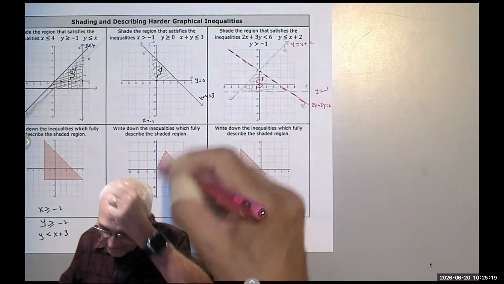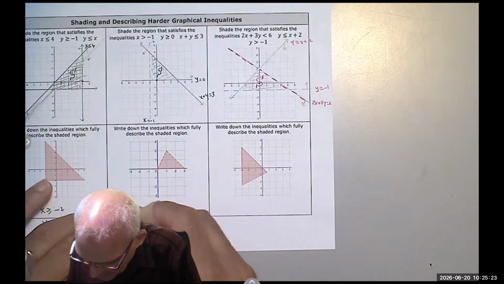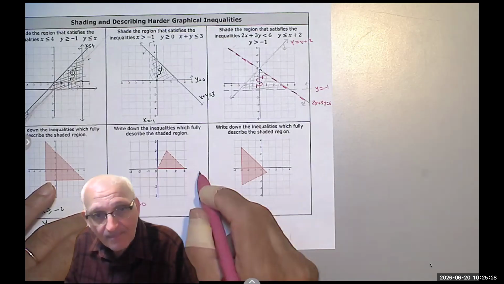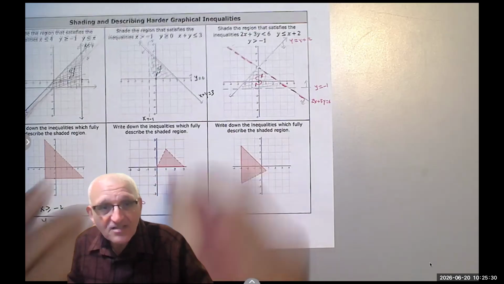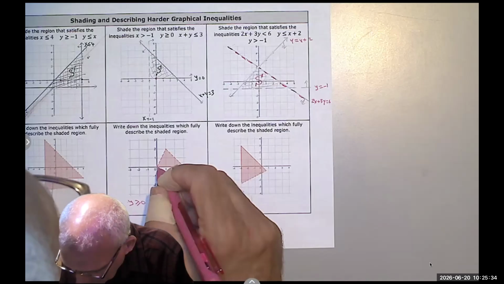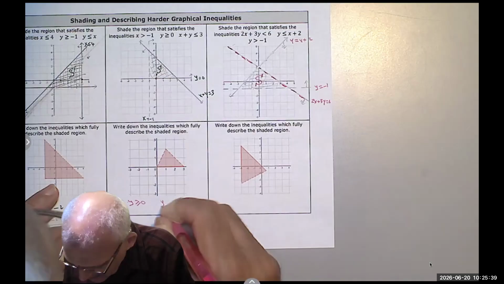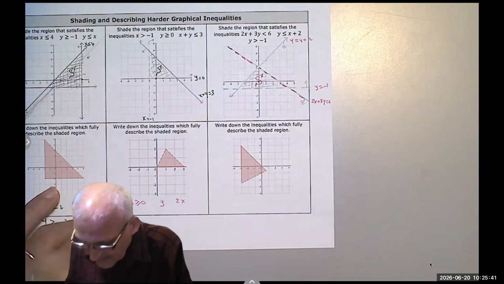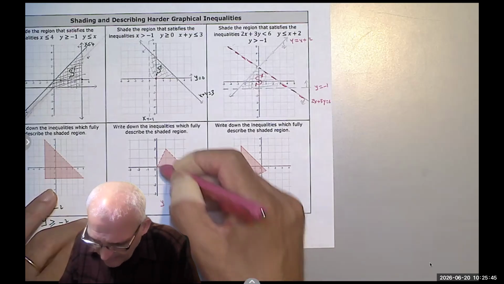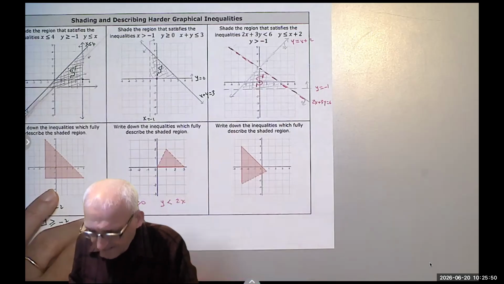I have 2 dotted lines and a solid line here, which is y greater than or equal to 0, right? That's the x-axis. What is this one? It passes through the origin, so it doesn't have b. b is 0. And it's moving 1 to the right, 2 up. The slope is 2. So y equals 2x plus 0, right? But is the y above the 2x or below the 2x? Well, it's below, so it's less than.